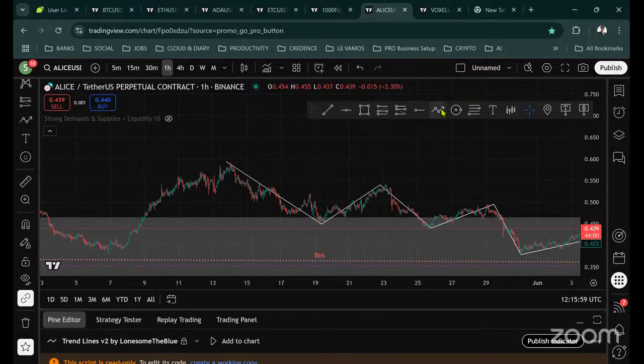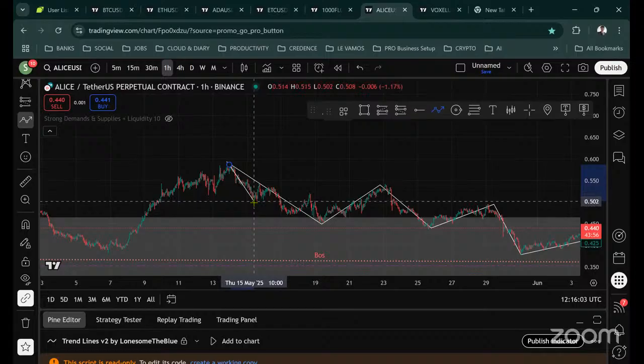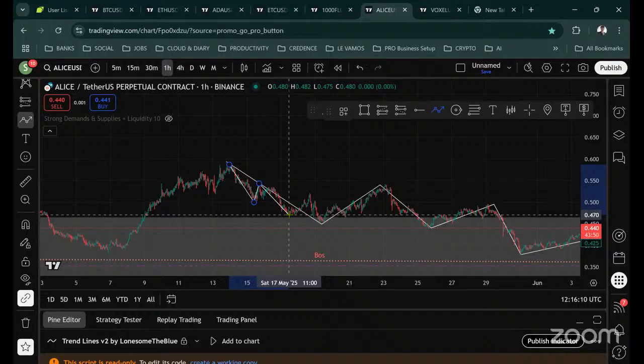Like for example, this is a valid pullback. We go very minute. Correct, this way we have to do it, right?